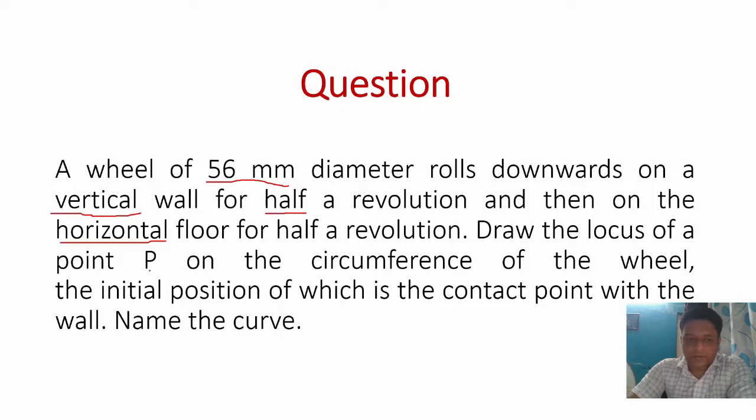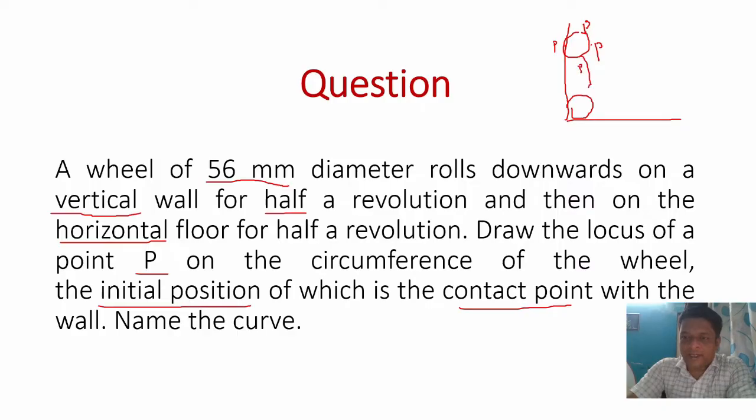Draw the locus of a point P on the circumference of the wheel, the initial position of which is the contact point with the wall. The initial point position is also given, it is on the contact point. So for the first half, the wheel rolls on this vertical wall and then it rolls on the horizontal floor like this. So this is the point P. Knowing the point P is very important. It may be here, it may be here, or it may be somewhere here.